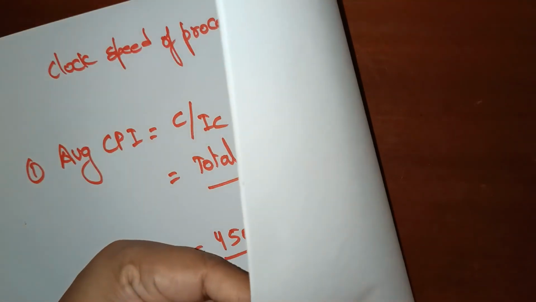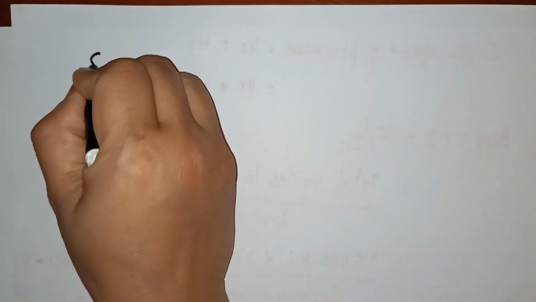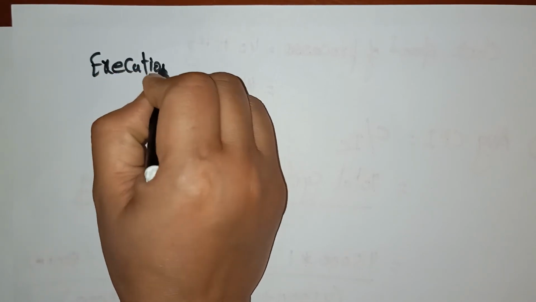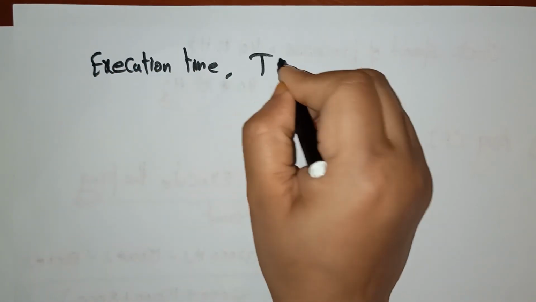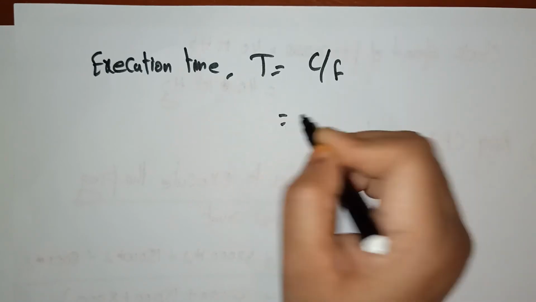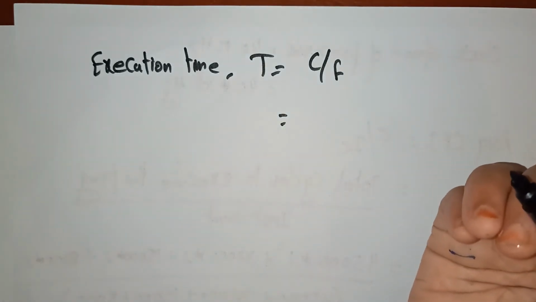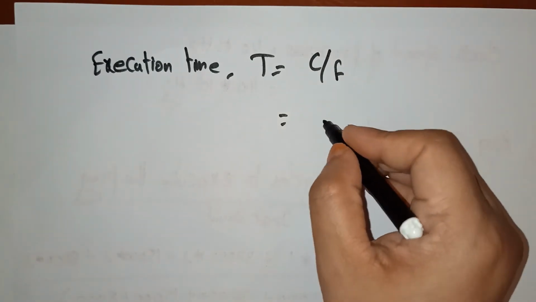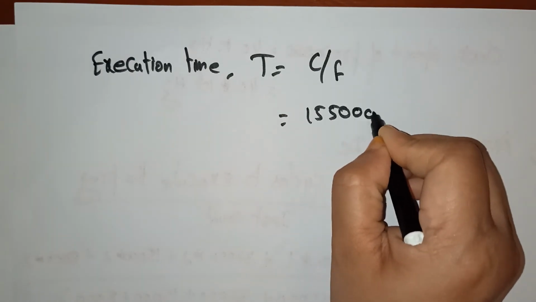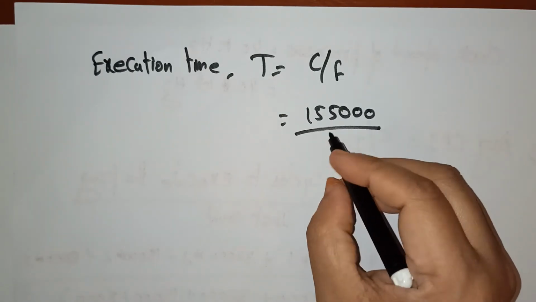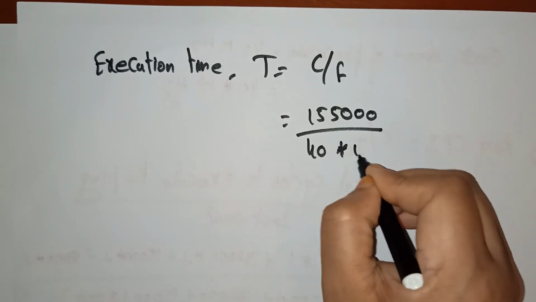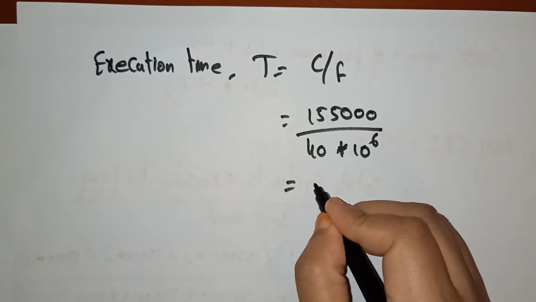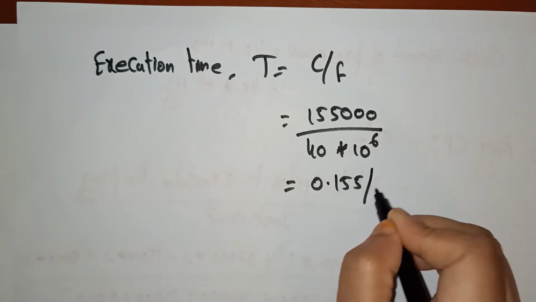The next thing I need to calculate is the execution time. What is the execution time? Execution time T is equal to C by F. C is the total cycles to execute the program, and F is the clock rate of my processor. So C is 155,000 divided by the clock rate, 40 into 10 power 6. If you calculate, you will get 0.155 by 40.